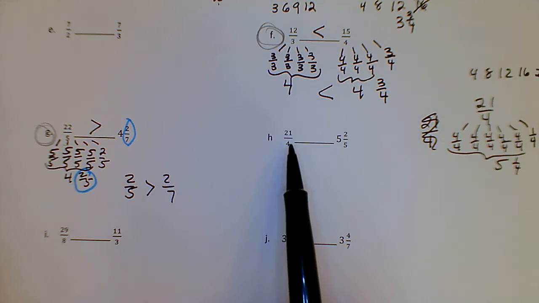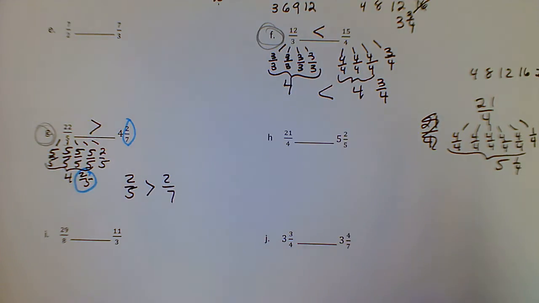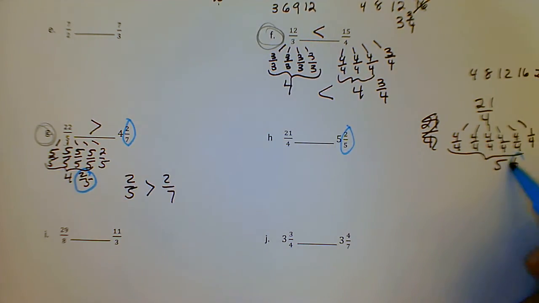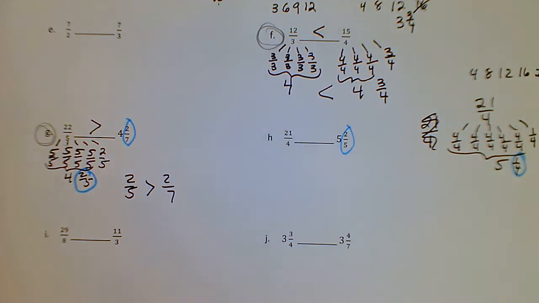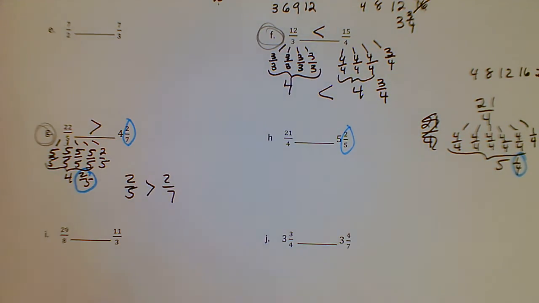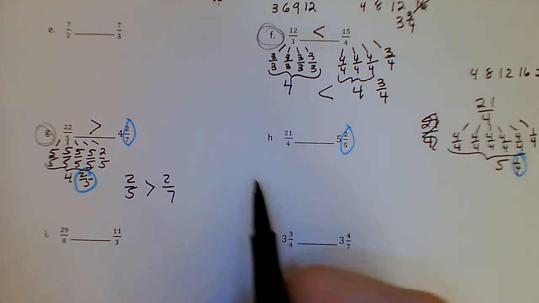So since we have 5 and 1/4, and we're comparing it to 5 and 2/5, I can just compare the fractions. So I can just compare the 2/5 and the 1/4. But I don't have common numerators and I don't have common denominators. So what am I going to do? I am going to convert both of them. I'm going to go ahead and multiply the way we did before in the example.